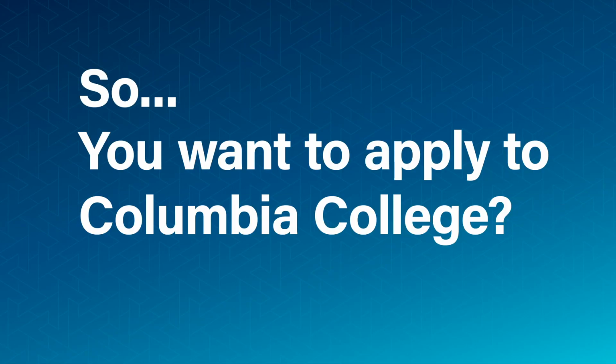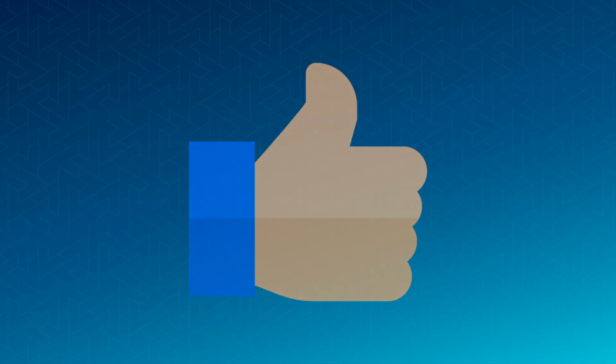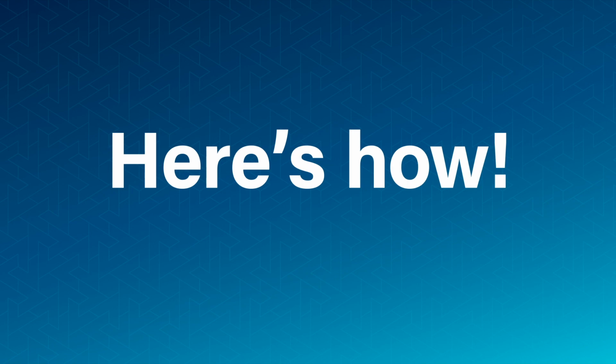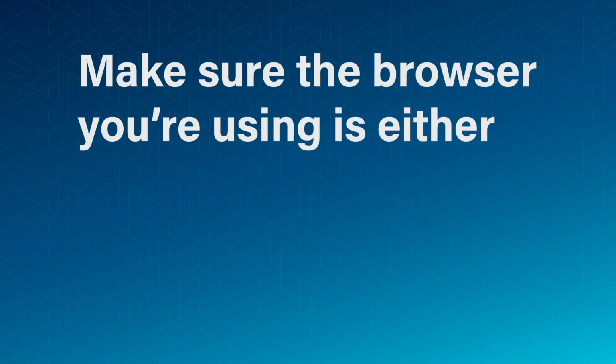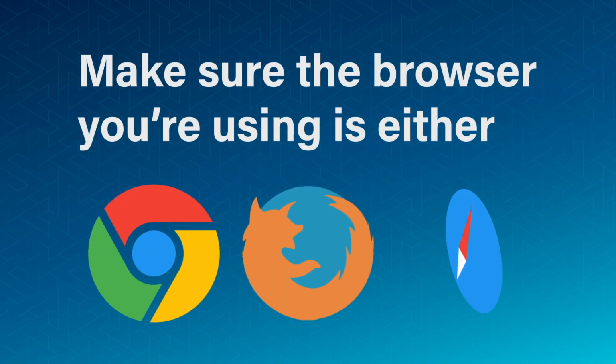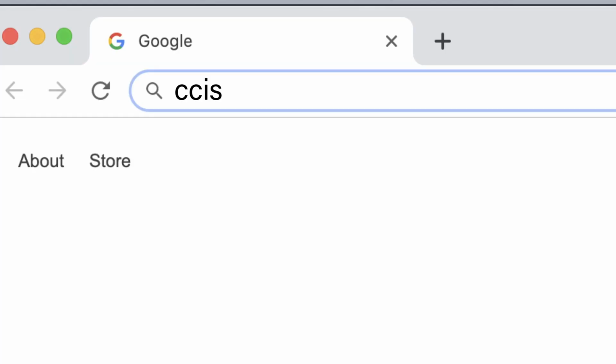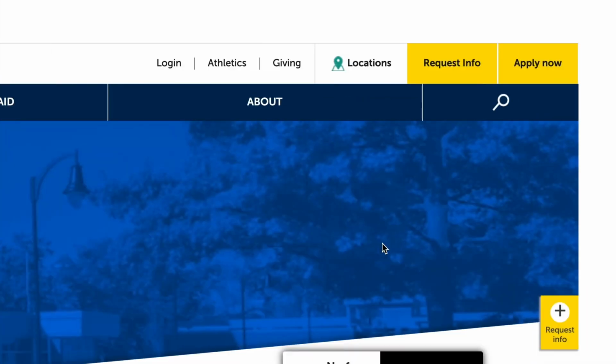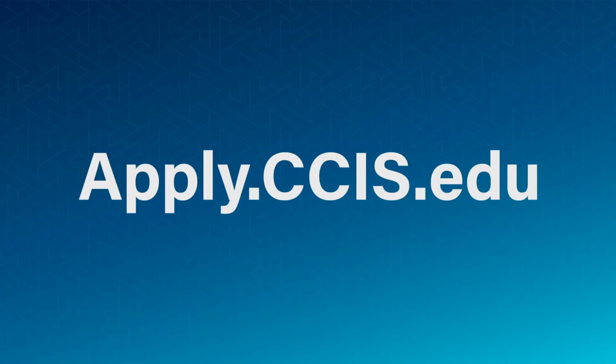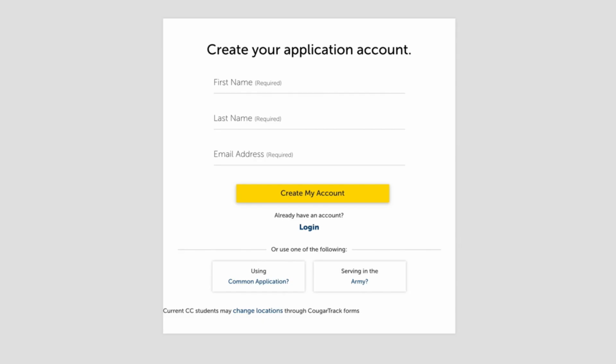So, you want to apply to Columbia College? Good choice. Applying is free. Here's how. First, make sure the browser you're using is either Chrome, Firefox, or Safari. Then go to CCIS.edu and click Apply in the top right corner, or simply visit Apply.CCIS.edu. Start the application by creating an applicant account.